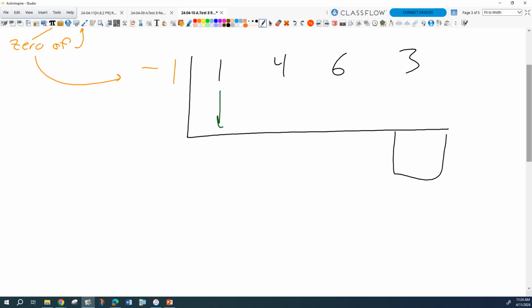So I drop the 1, then what? Multiply by what's out front, always, right? So 1 times negative 1 is negative 1. Subtract or add? I add, don't I? So I do the opposite of long division. In long division I subtract, in synthetic division I add.